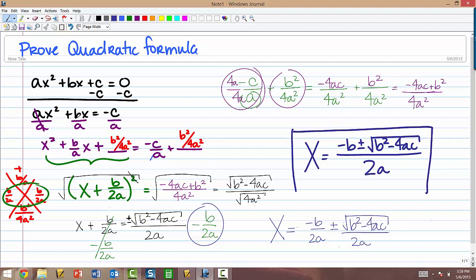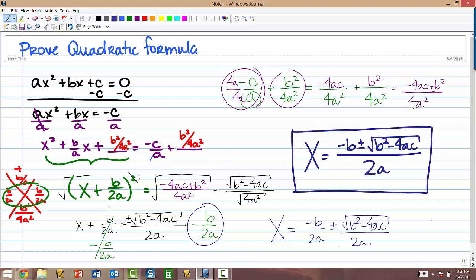So the quadratic formula is not made up at all. It actually comes from completing the square with the standard form of this. The fractions get a little messy here, but the steps are exactly the same as if we would do something normally with completing the square.